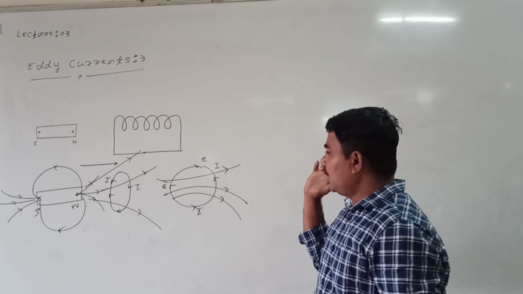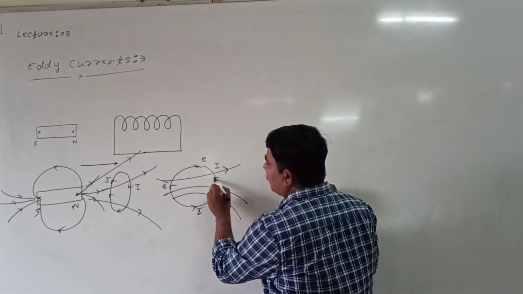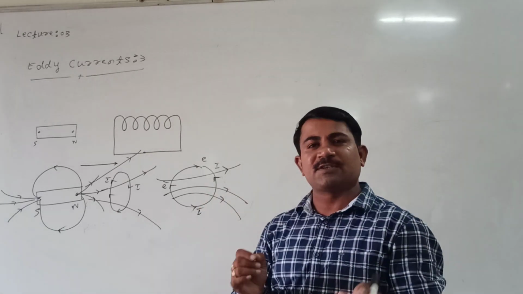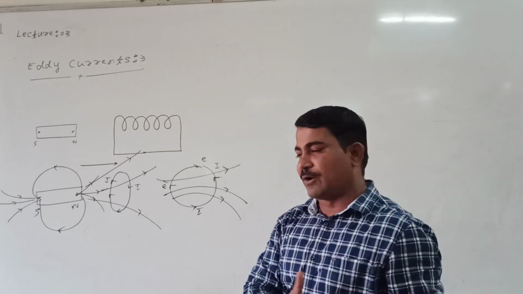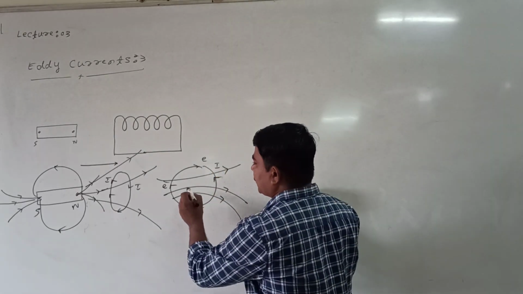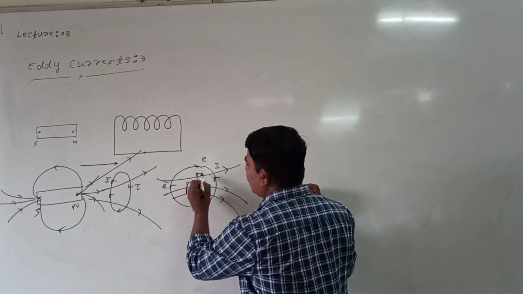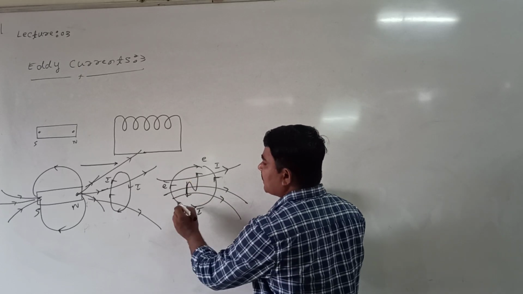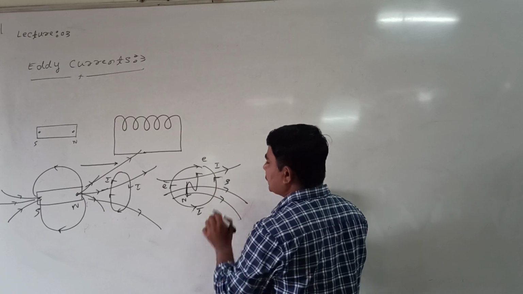Look at it. Again, this produced current opposes a change in magnetic flux, according to Lenz's law. When current flows in anti-clockwise direction, this acts as a north pole. I can take this as nothing but a north pole. This acts as a north pole. What about this? This acts as a south pole.